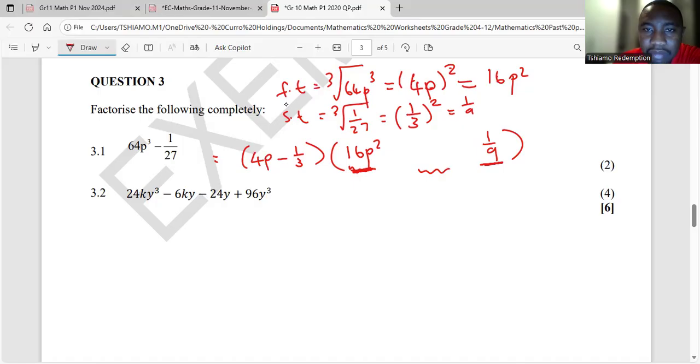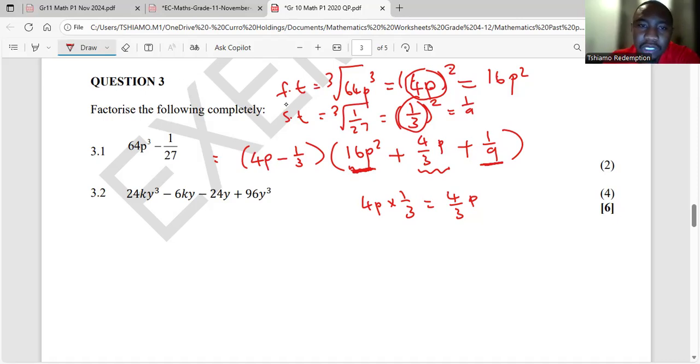And the middle term, you multiply the first term by the second term. So what is 4p multiplied by 1 over 3? It's going to be 4 over 3p, or 4p over 3, anyhow you want to write it. So 4 over 3p, and the signs are plus plus. Okay, so it's just straightforward. If you can formulate the first bracket, you use the first bracket to formulate the second bracket.